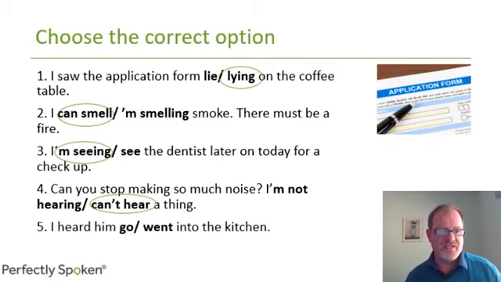Number 5, is it I heard him go into the kitchen, or I heard him went into the kitchen? Well, after hear plus object, we can either use an infinitive, which is the whole event, or the ing form. We don't use the past of the verb. So, I heard him go into the kitchen.